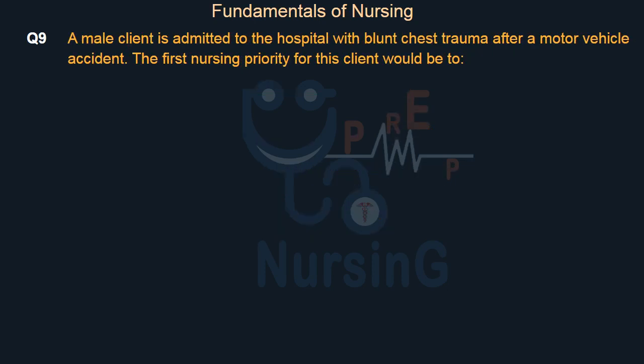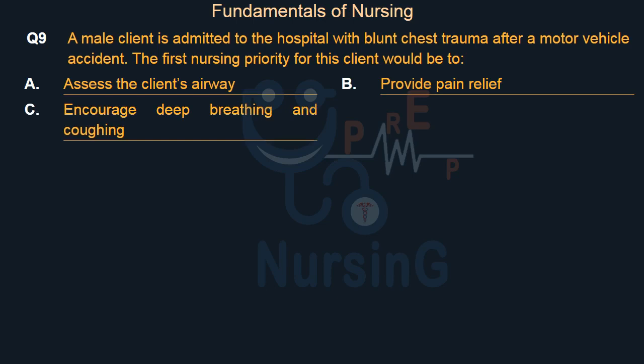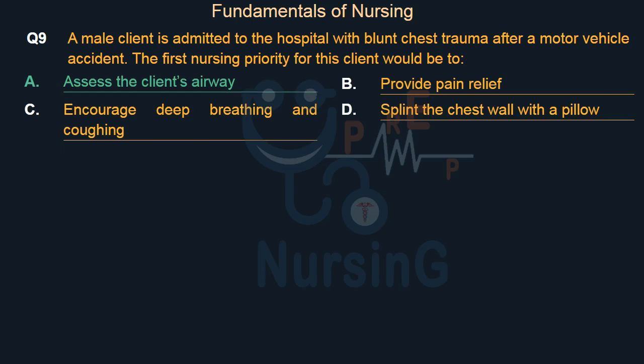A male client is admitted to the hospital with blunt chest trauma after a motor vehicle accident. The first nursing priority for this client would be to: Option A. Assess the client's airway. Option B. Provide pain relief. Option C. Encourage deep breathing and coughing. Option D. Splint the chest wall with a pillow. Right answer is Option A.